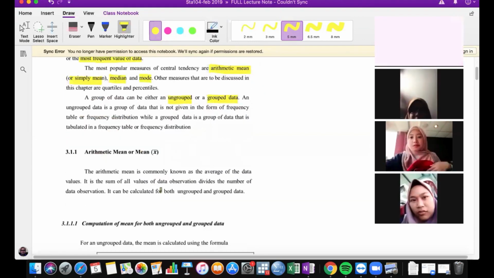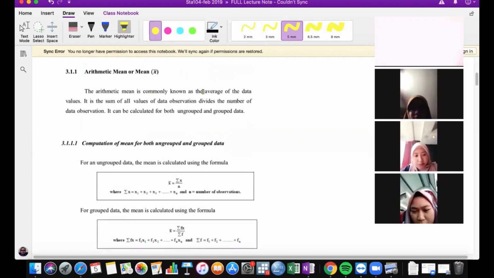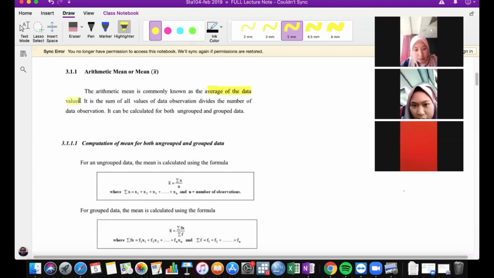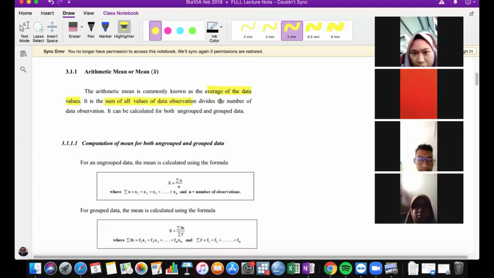Right. So let me start with arithmetic mean. Arithmetic mean is commonly known as the average of the data values. It is the sum of all data values divided by the number of data observations. So the mean can be calculated for ungrouped data and grouped data as well.